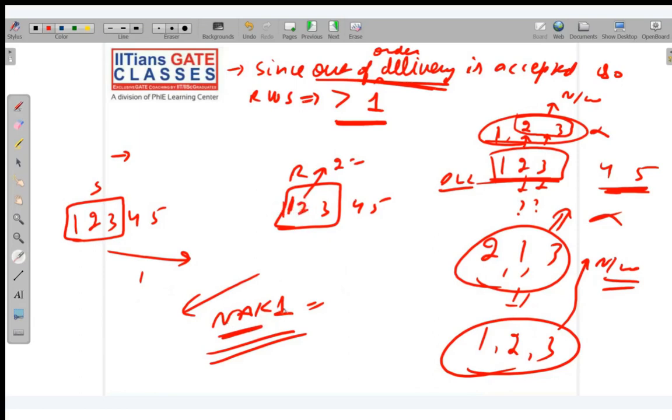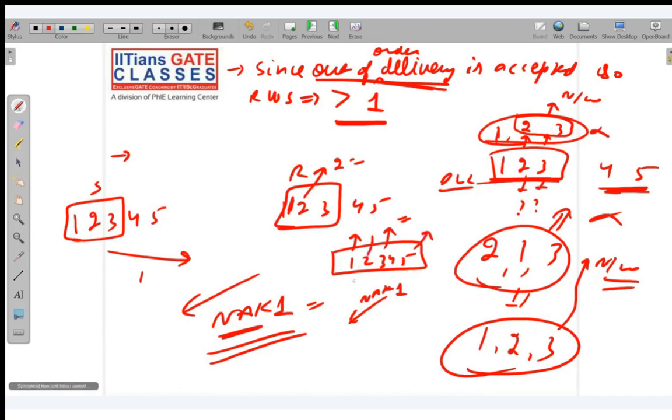But the condition is that this NAK will be sent only for the leftmost frame in the window. It will not be sent for other frames. For example, say the window size is 5, with frames 1, 2, 3, 4, and 5. If frame number 3 comes first, you will say NAK1. Now if frame number 1 comes, and then frame number 5 comes, you will not say I was expecting 2, please send me 2. It is not like that. NAK is sent only for the first, or leftmost, frame in the window. It is not sent for other frames.